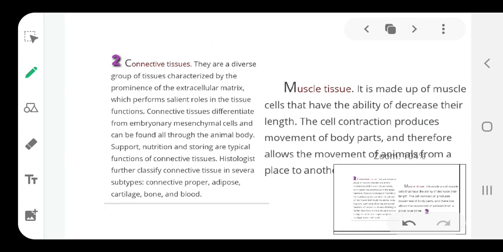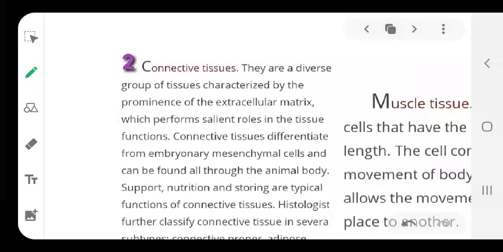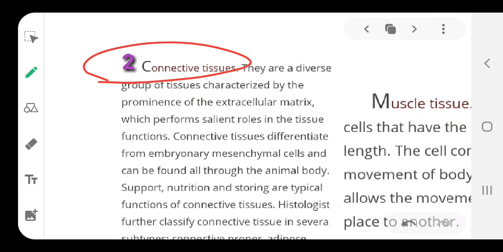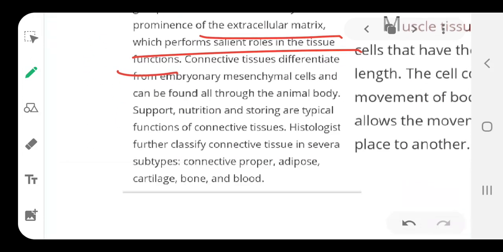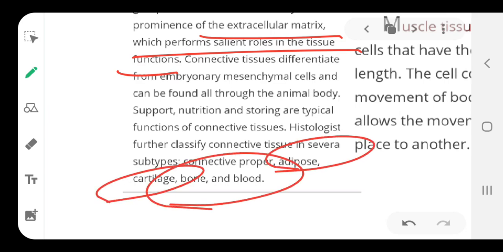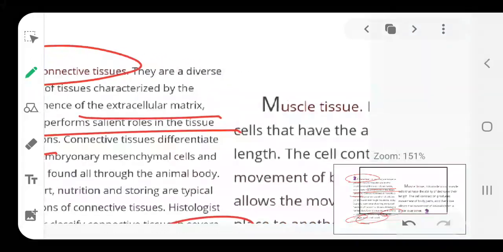Now we move to the second, connective tissue. As the name suggests, it has an extracellular matrix which performs important roles in tissue function. These tissues are classified into various subtypes, as we told you in the flow chart: adipose, cartilage, bone and blood. These are the subparts of connective tissue.